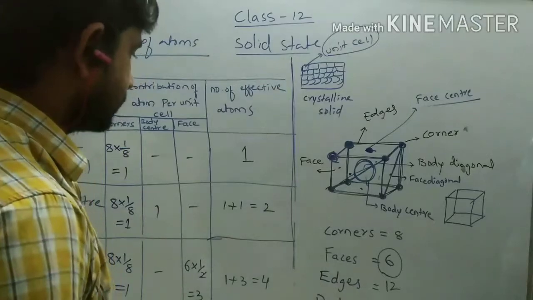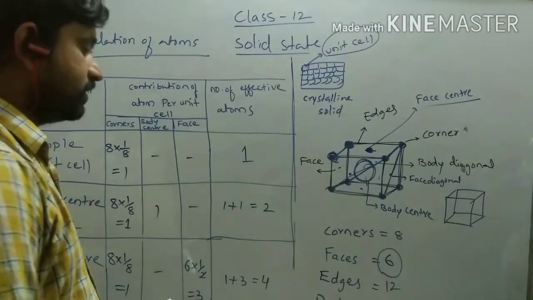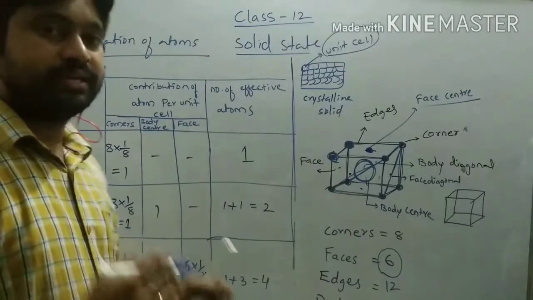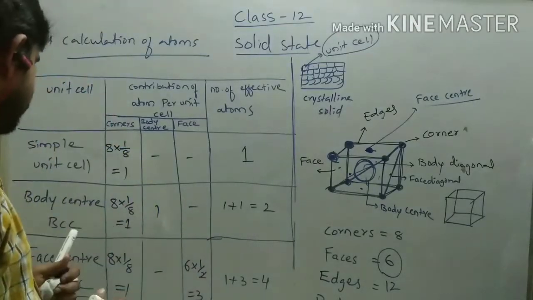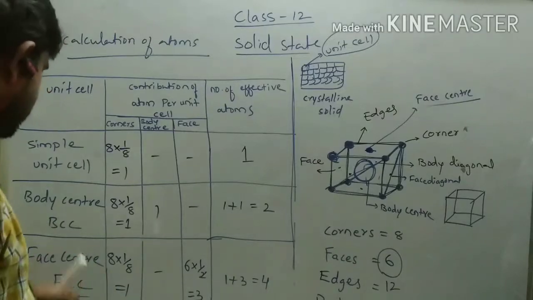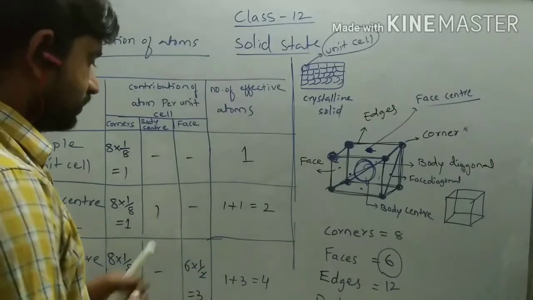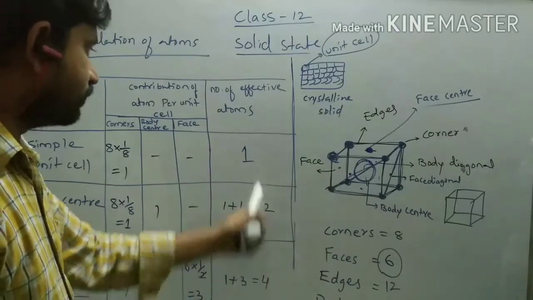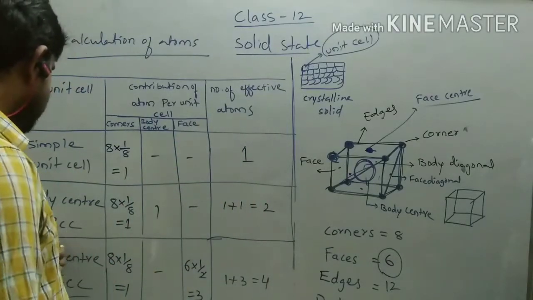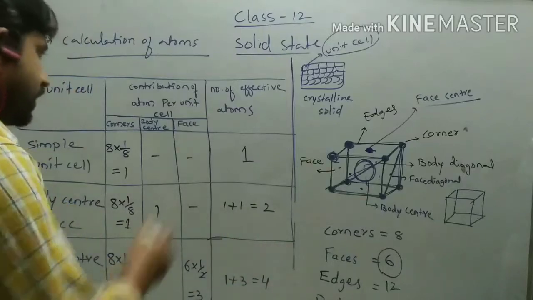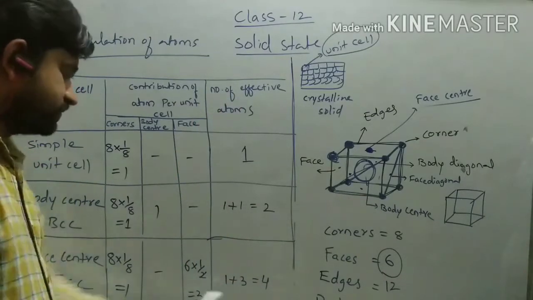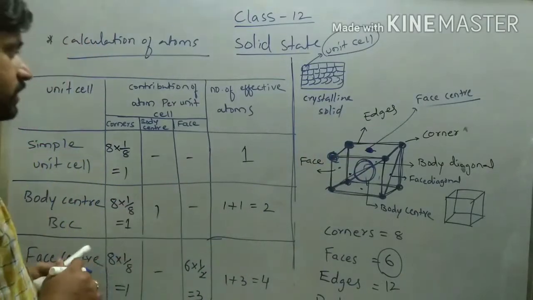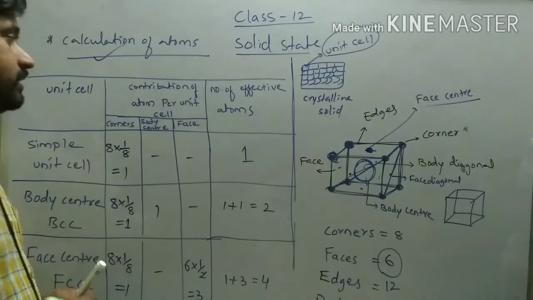Yes. The next, this is very useful when we calculate packing efficiency of simple cubic unit cell, BCC, FCC. So the number of effective atoms: 1 for simple cubic unit cell, 2 in BCC, and 4 effective atoms in FCC. They are very useful, so keep this in mind. Here this is the calculation of atoms.